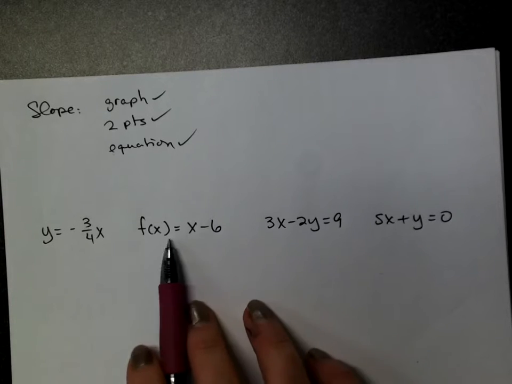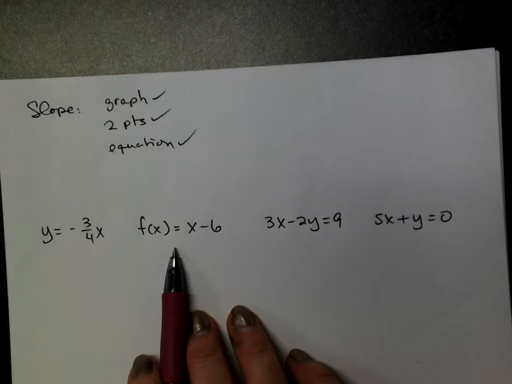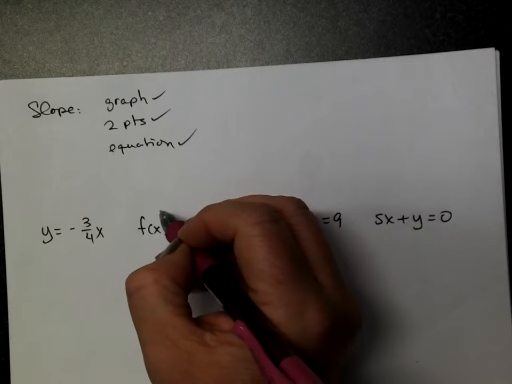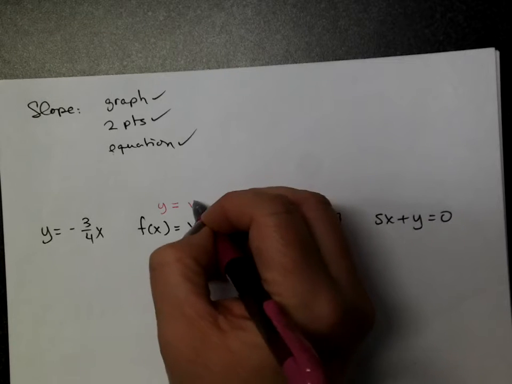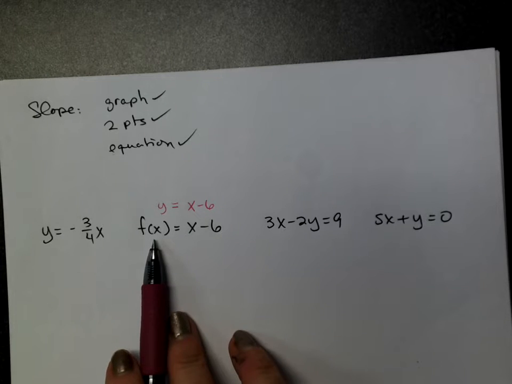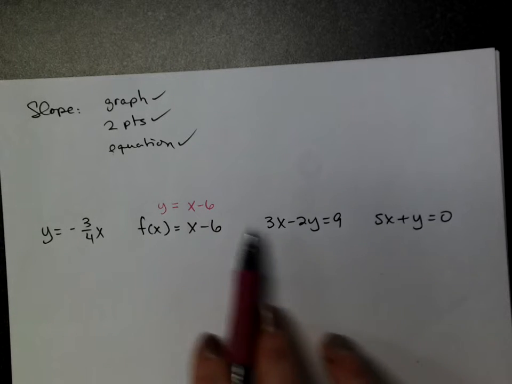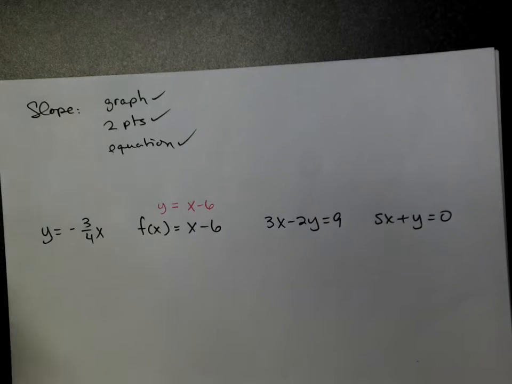What about this one? Just for graphing purposes, go ahead and rewrite it as y equals x minus 6. Sometimes it's easier for your eye to see the y. It means the same thing. There's an x and y in each one. These are all diagonal lines.